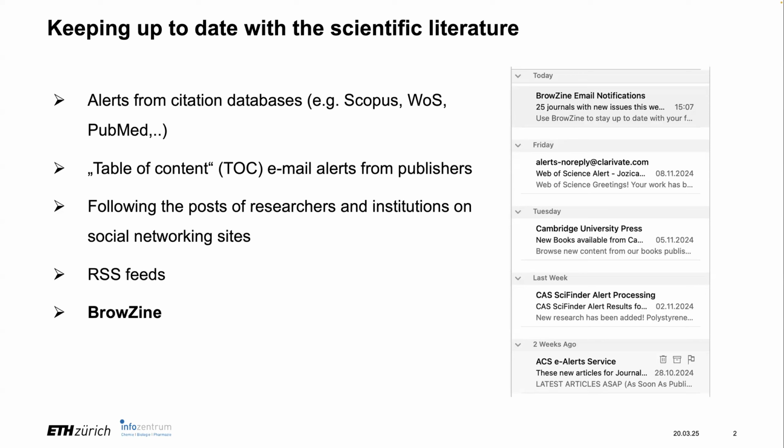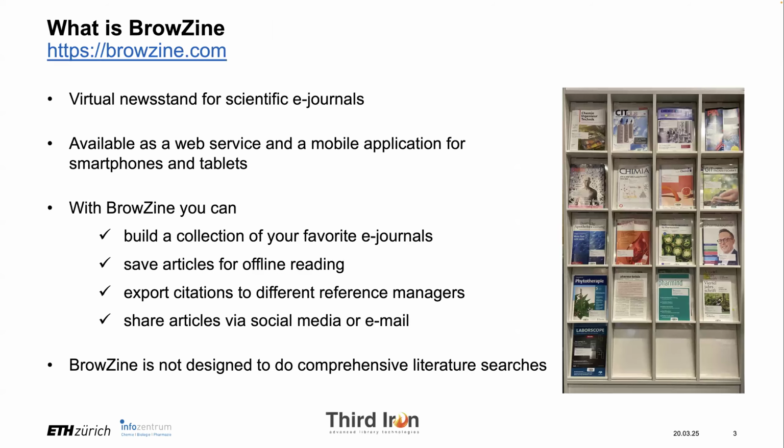So that's why BrowZine has been developed with the idea to represent a virtual newsstand for scientific e-journals, which one can approach when one has time and check what's been published in the journals that are most important for us. Now, this virtual newsstand is a tool that's been developed by Third Iron, a company from the US, and is available as a web service and a mobile application for smartphones and tablets.